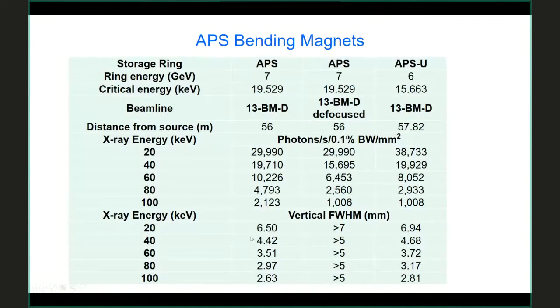And here's just some figures for the bending magnet at the APS. And you could just pay attention to this column here. So the size, the vertical full width half max of the beam is about 6.5 millimeters in our station at 20 keV, and it's about 2.6 millimeters at 100 keV. So you see the opening angle gets smaller with higher energy. And the number of photons per unit bandwidth also drops significantly as we go up in energy, by more than an order of magnitude. This is the APS upgrade over here. It just shows the beam is a little bigger with the upgrade, but not much. Only, you know, less than 10%.